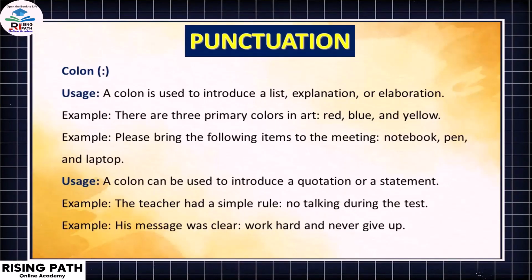Our next punctuation mark is colon, and then we have the semicolon. Now these are also frequently used, so let's see how we are going to use them and what are the examples. Number 1 is colon. A colon is used to introduce a list, explanation or elaboration. For example, there are 3 primary colors in art: red, blue and yellow. So you are going to enlist something or explain in a continuous writing. Remember that after colon there is again a small letter.